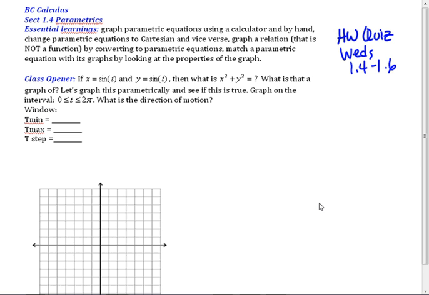By converting the parametric equations, you're going to be able to match a parametric equation with its graph by looking at the properties of the graph. Actually, it changes that property. So maybe not quite so much. There is a typo here. This should be x equals cosine t.